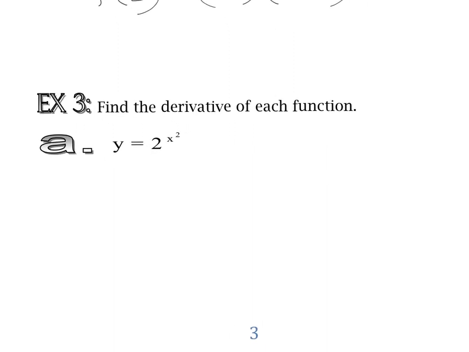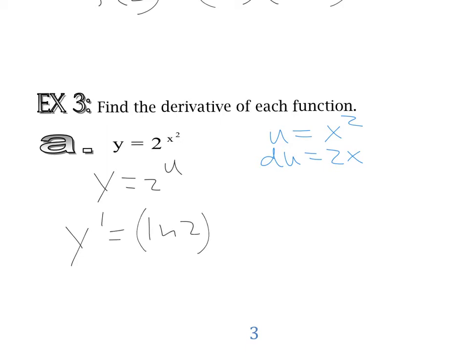Alright. Got a lot more interesting one going on down here. 2 to the x squared. Well, let's go ahead and substitute in a u for our x squared, making our du be 2x. And that means that y is really 2 to the u. This is easy, right? Y prime now is going to be the natural log of 2 times 2 to the u times du.